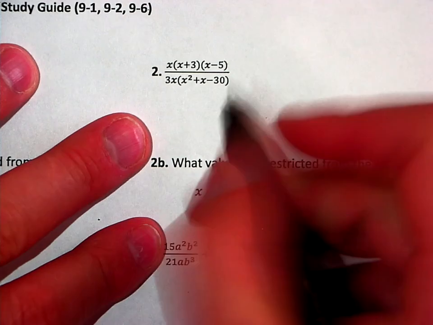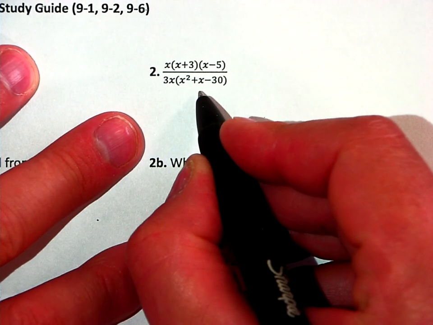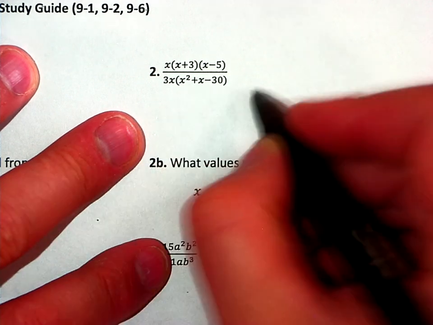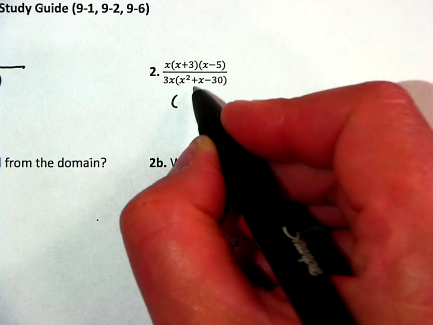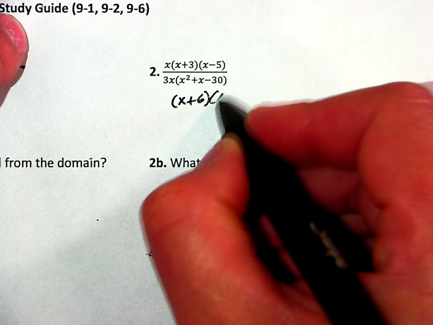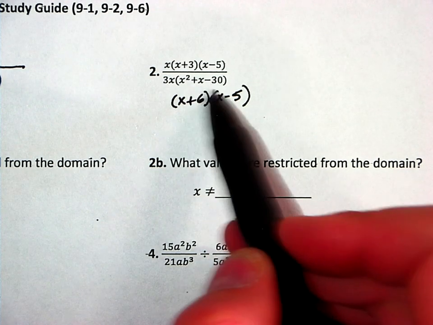So, all right, number 2. Will the bottom factor? Are there factors of negative 30 that equal 1? 6 and 5, right? So this is going to factor into, the signs are different, the bigger one's positive. X plus 6, x minus 5.